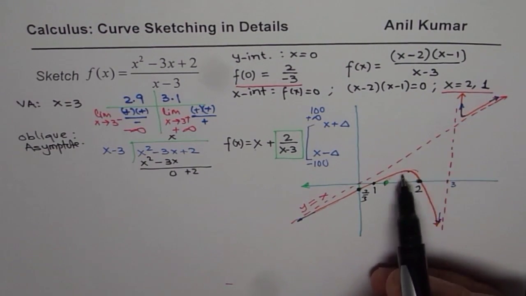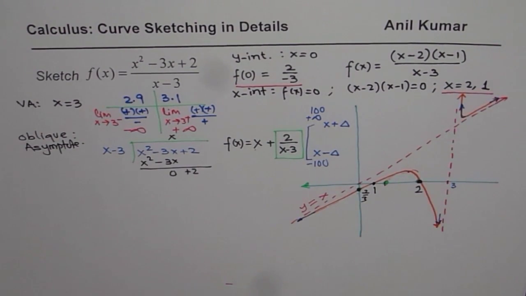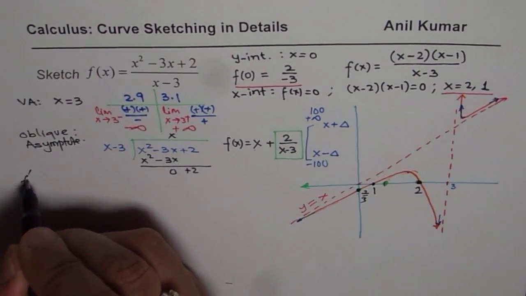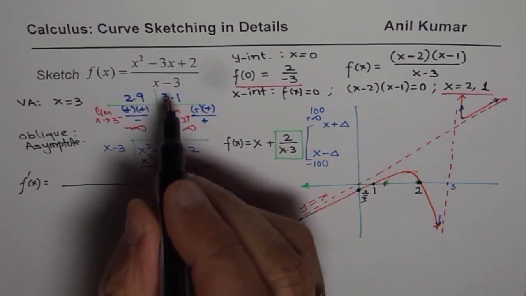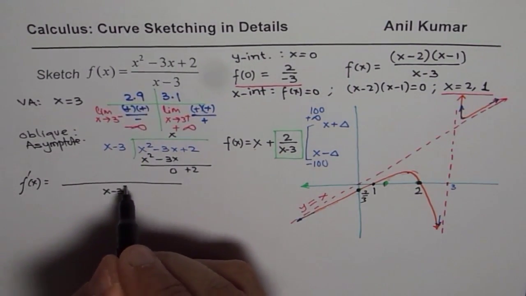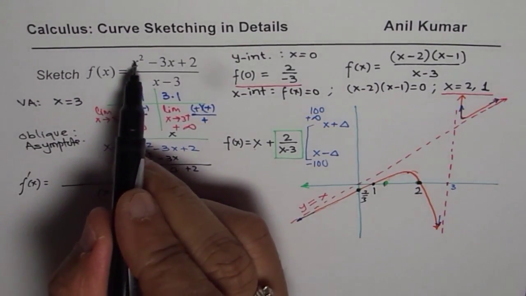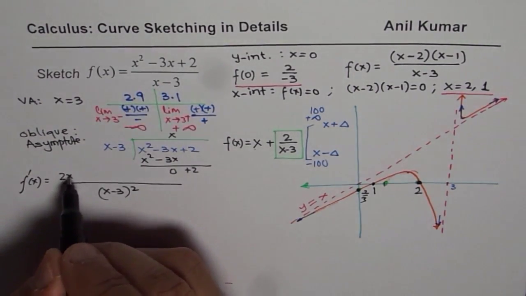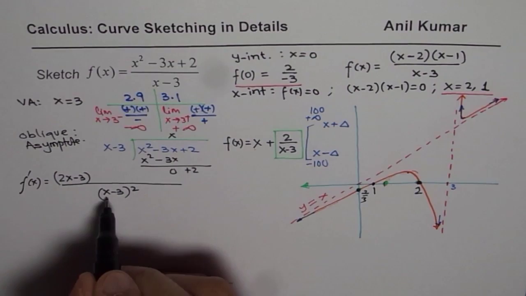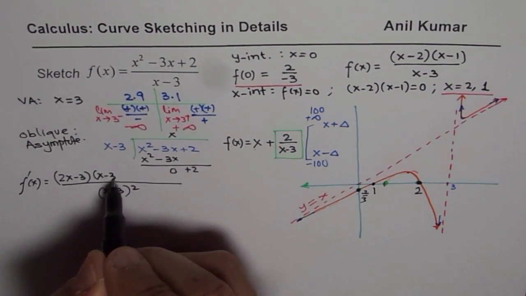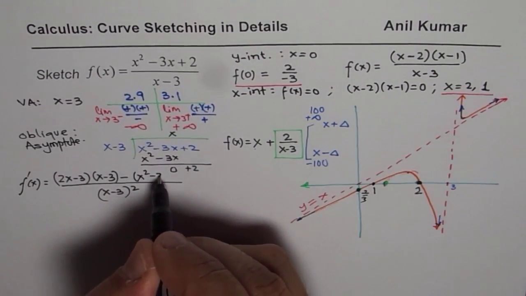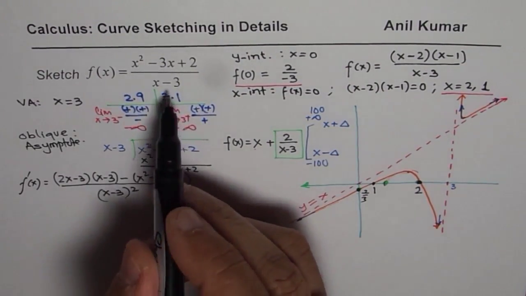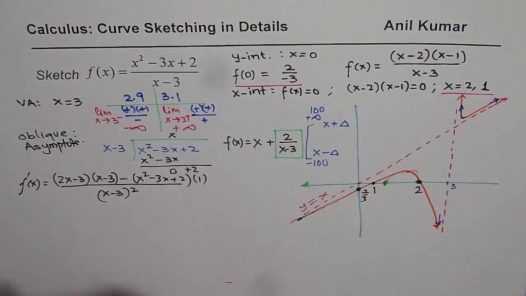To find these points, what should we do? We need to analyze the first derivative. So let's find the first derivative for the function. We'll apply the quotient rule. So in this case, x minus 3 whole square, and the derivative of the numerator is 2x minus 3 times x minus 3, that's the first term, minus the second term, which is x square minus 3x plus 2 times the derivative of this, which is 1, right?